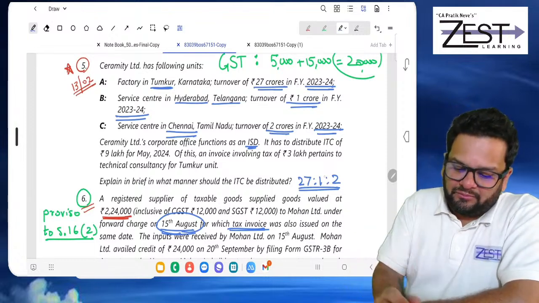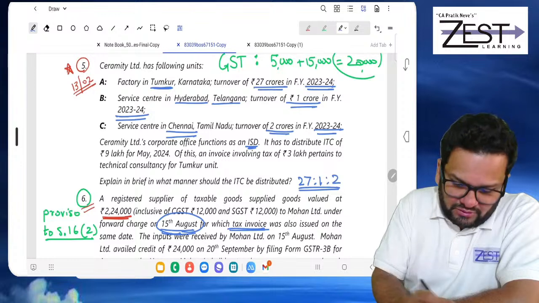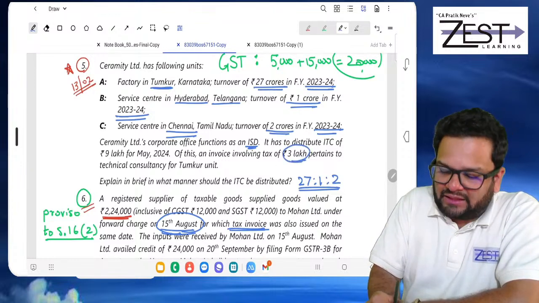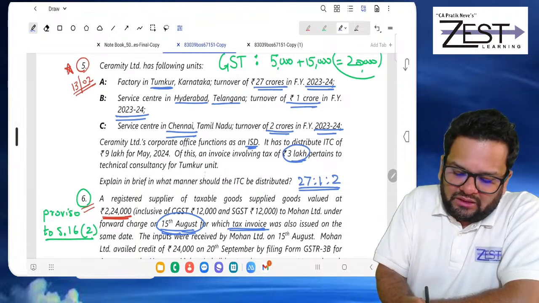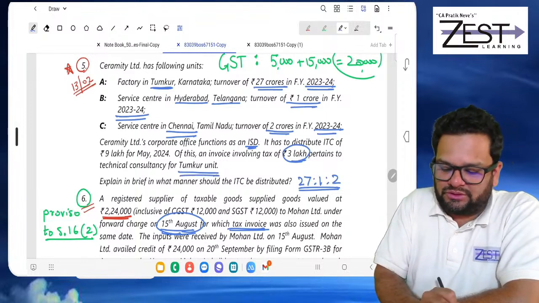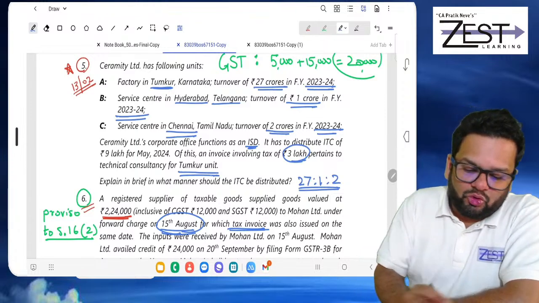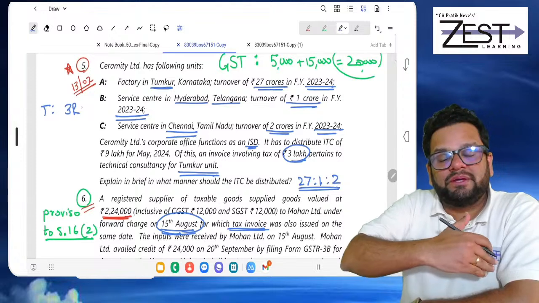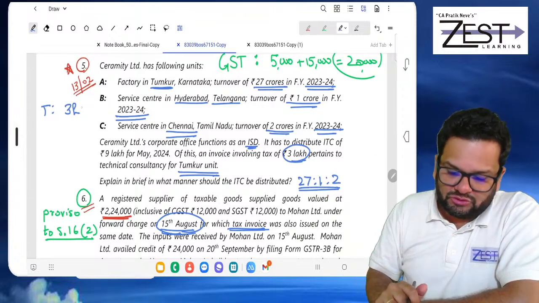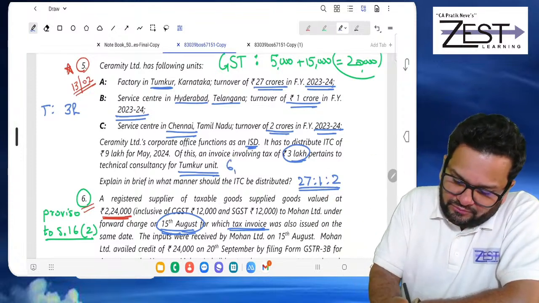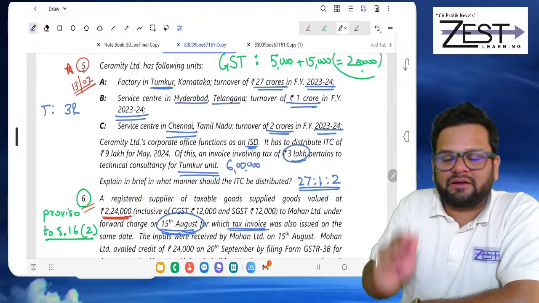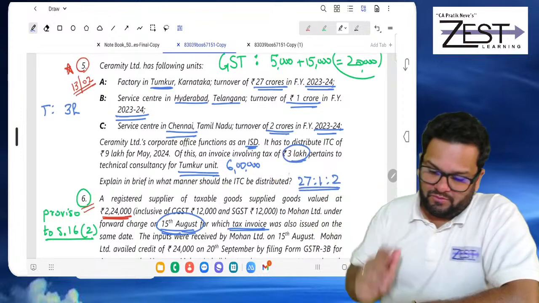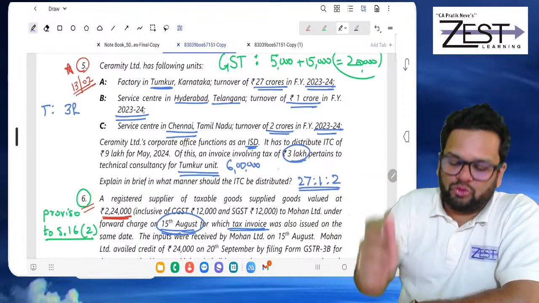Out of these 9 lakhs, an invoice involving tax of 3 lakhs pertains to technical consultancy for the Tumkur unit. So friends, the Tumkur unit will get 3 lakhs, as an allocation. So the remaining is 6 lakh. Distribute 6 lakh in the ratio of 27:1:2. So can you give to the Tumkur unit first?